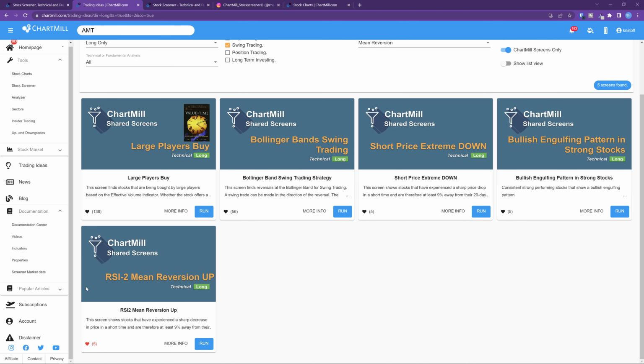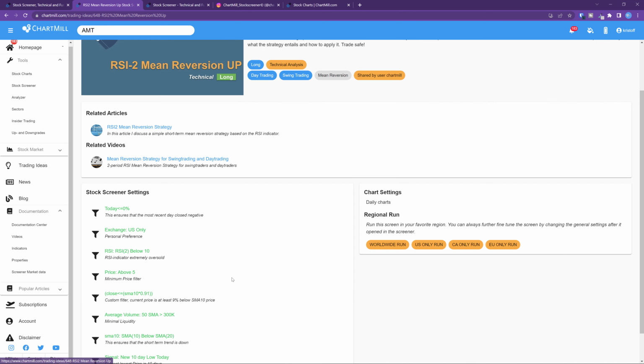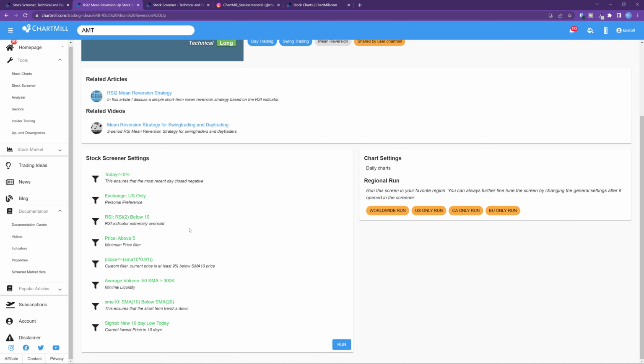So this is the one, RSI2 mean reversion up, more info. It's kind of the same as the red dog reversal trading strategy, the price extreme. But in this case, there is another technical indicator. Instead of the slow stochastics, we are using the RSI2. It has to be below 10.